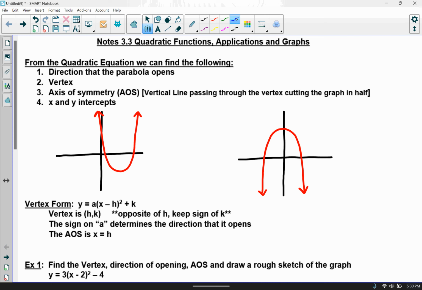The vertex will always be the lowest or highest point on the parabola. So here, this would be known as my vertex. This vertex would be a minimum, versus over here on the right, this vertex would be known as a maximum. The a value, the leading coefficient, determines whether your parabola opens up or down. So over here on the left, a is positive. Over here on the right, a is negative.